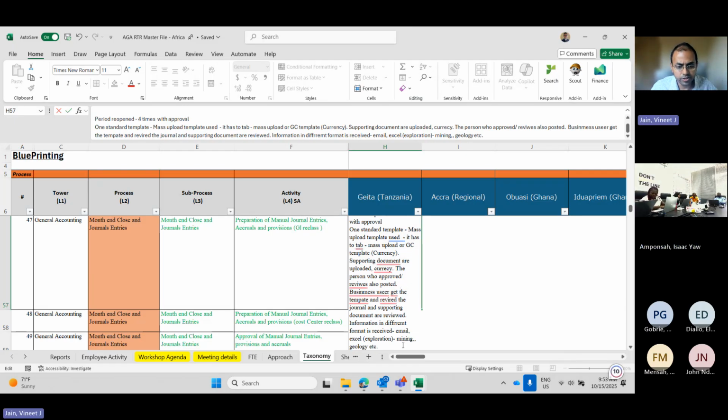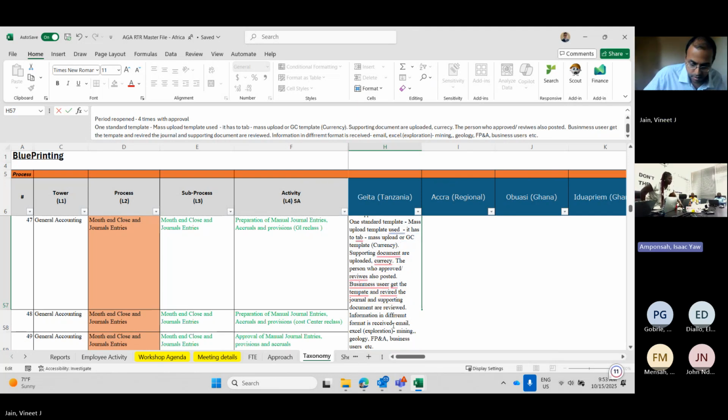Mining, geology. Do you get the information from FP&A, the financial planning and analysis team, also, that this journal has to be posted? Yes, from all angles: business users, and FP&A, which is more like management accounting. Exactly.